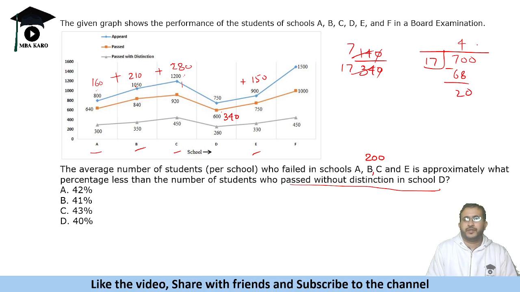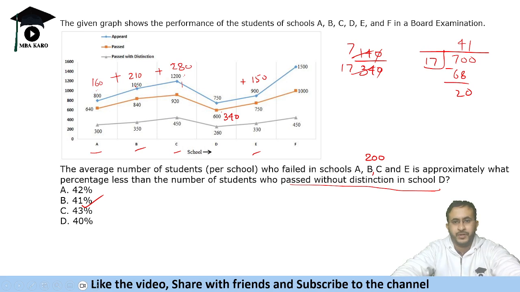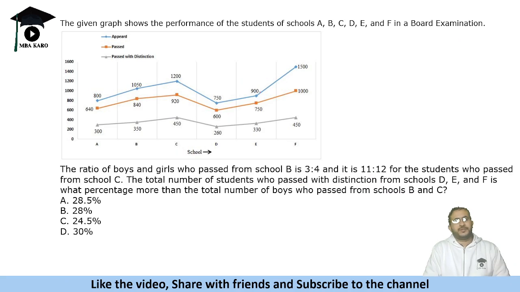68 gives us 220. So 41% would be the answer to this question. Okay, so this set in fact was an easy one because direct values were given. You can easily do the calculations, and one should have attempted this one instead of other heavy calculation based ones.